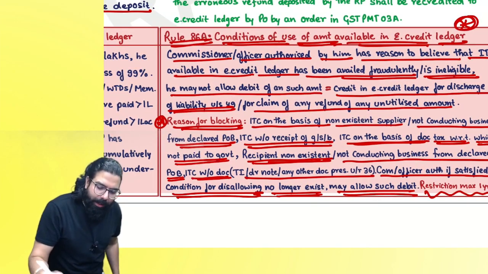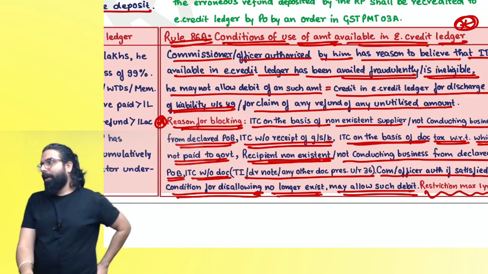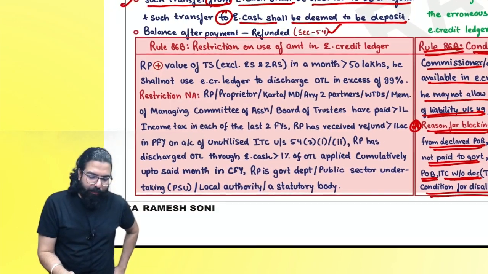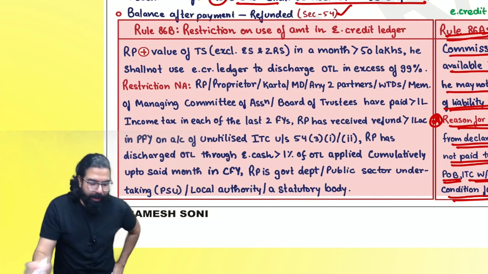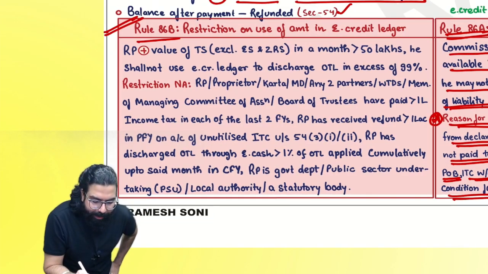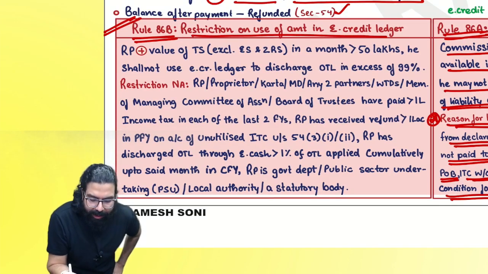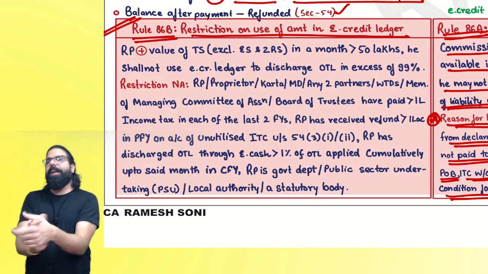I believe at intermediate level, good questions can be asked. Can I go ahead, everyone? Now listen to me very carefully. The next one over here is Rule 86B. The government told of a restriction on use of the credit in the electronic credit ledger. Everyone listen to me very carefully.